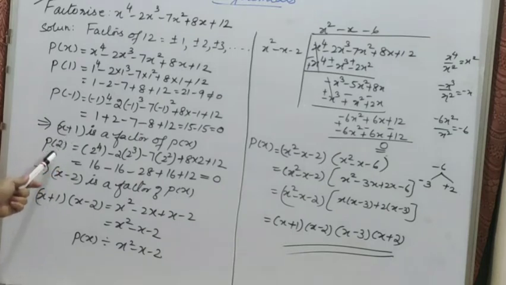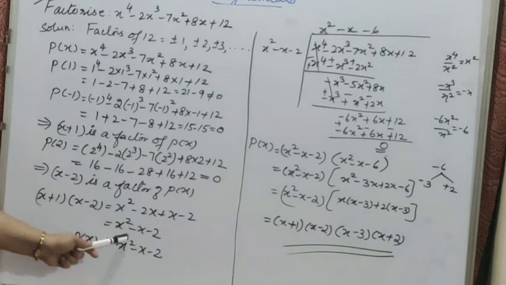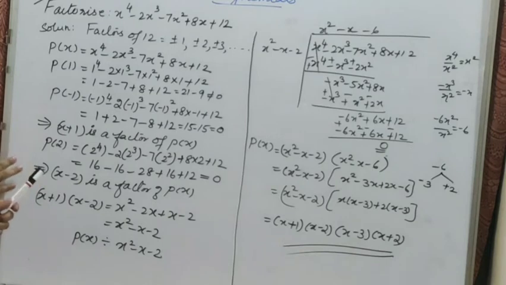Similarly, P of 2 you try. It is also equal to 0. You can see here. So x minus 2 is the factor. So 2 factors we got. Which are they? x plus 1 and x minus 2. What is the next step? Take the product. So x plus 1 and x minus 2, we are getting the product as x square minus x minus 2. This is the first step we have completed.